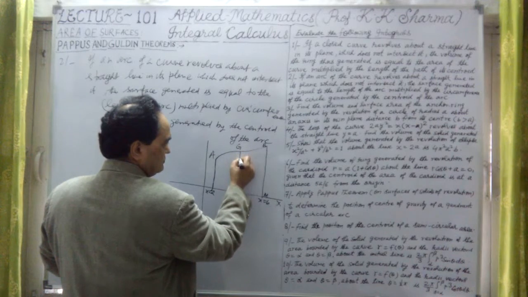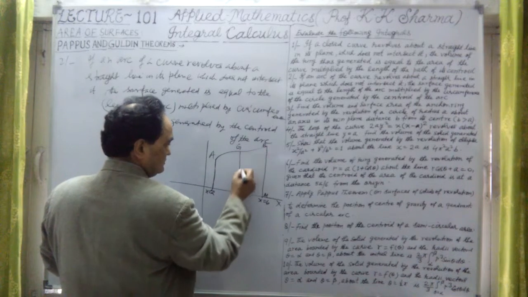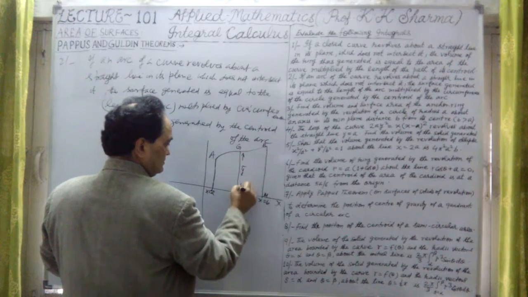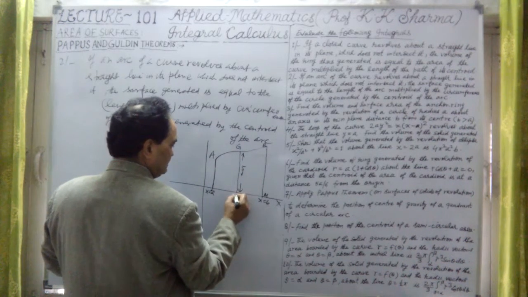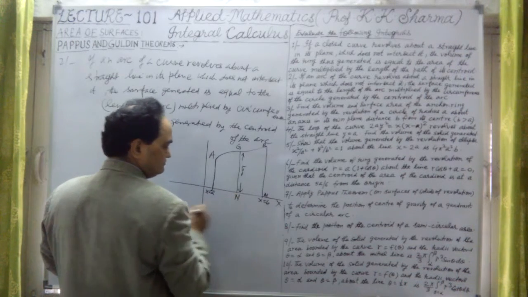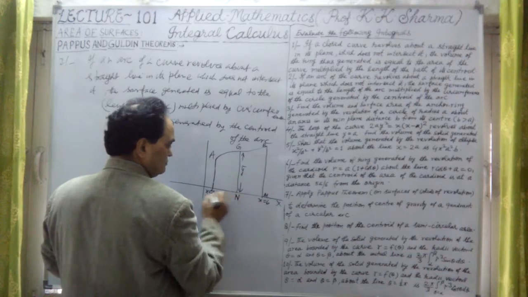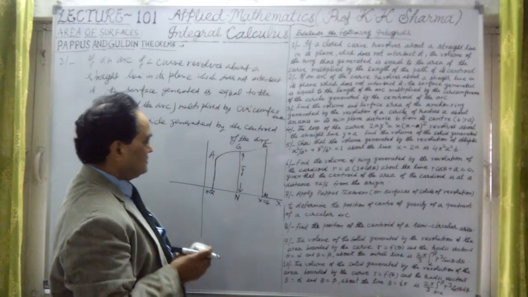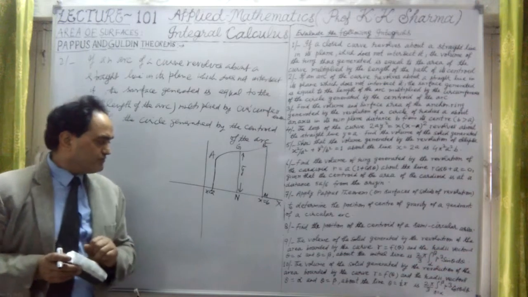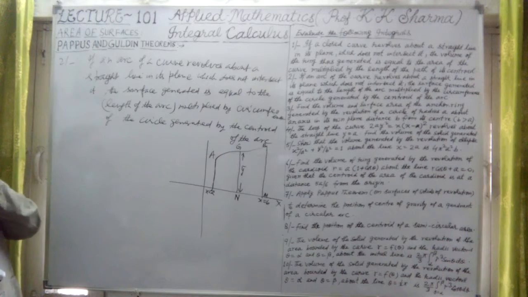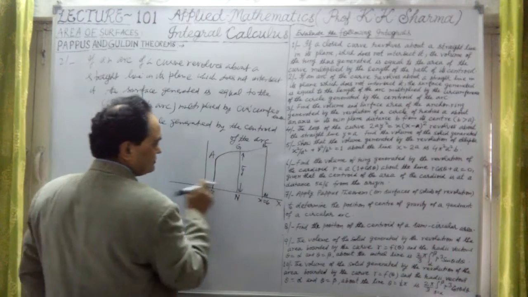If I drop a perpendicular from here, this is y bar, the length of the centroid. So this is L, and I've taken M, N. If I take a point P upon this, this is GN, which I've taken as y bar. This is the length of the arc here. So this is y bar and G. Now we know the centroid is given to us.